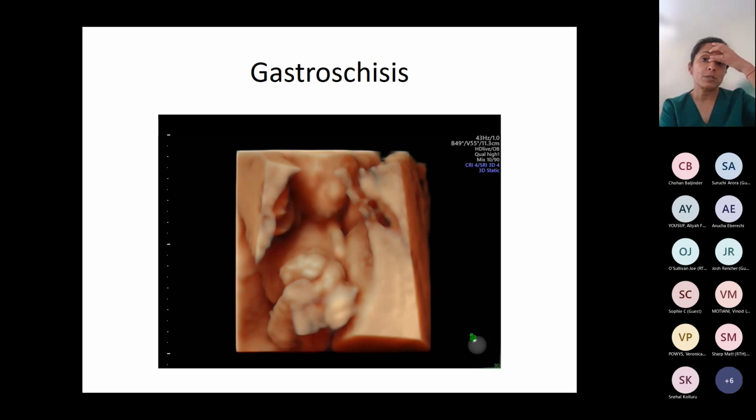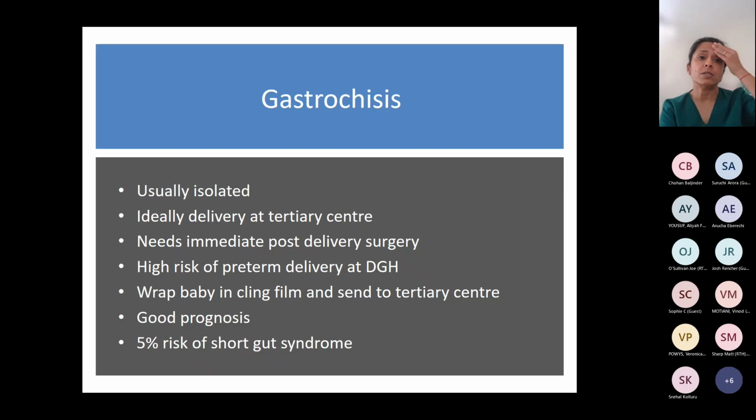So although the prognosis is mostly good with gastroschisis, which is written here, in about 5 to 10% of cases, there can be further damage that happens to the gut while the baby is waiting to be born. And if that happens, then sometimes we have to take that part of the bowel away. And depending on what the length of it is, the baby could have short bowel syndrome.